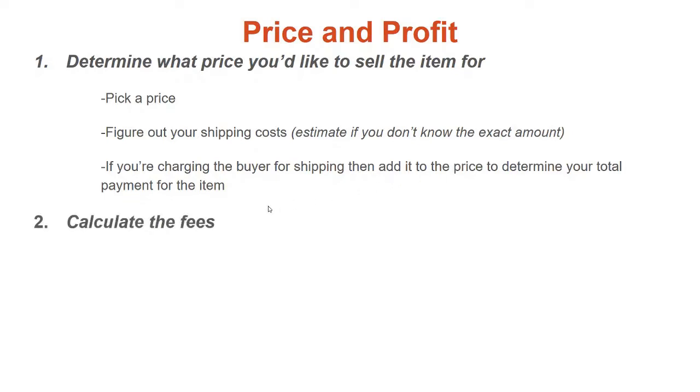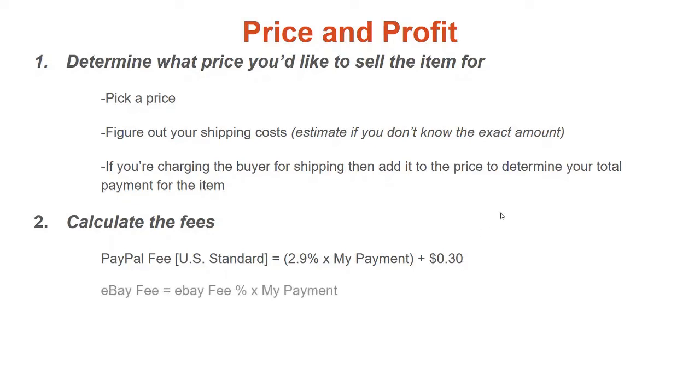Second, once we know what we're going to get paid for the item and we know what the shipping is going to cost us, now we want to calculate our fees. Following the US standard, I'm a US seller and I'm looking at the US standard. The PayPal fee is 2.9% of your payment plus a 30-cent transaction fee. Your eBay fee is whatever your eBay fee percentage is, depending on your store subscription, and that is again multiplied by your payment.